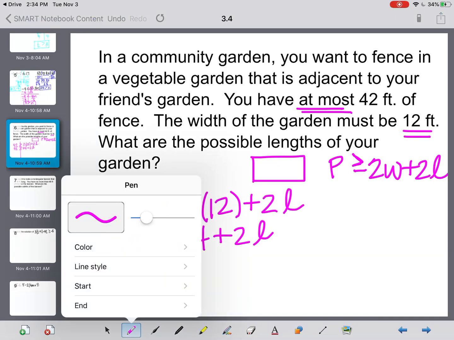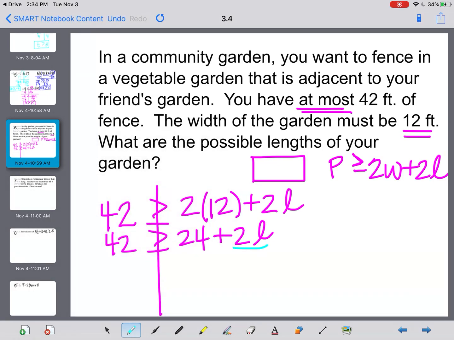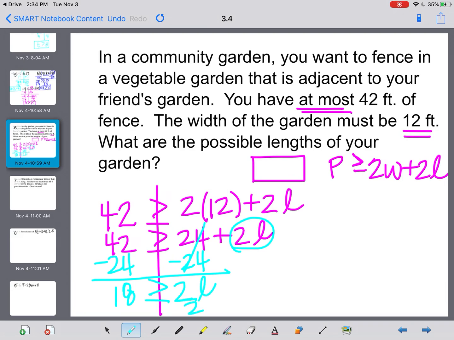Now when I start to simplify, I will keep my 42. 2 times 12 is 24, and then we still have plus 2 times the length. Here is my couple right here, so I'm going to get rid of this third wheel. 42 minus 24 gives me 18, still greater than or equal to 2 times the length.